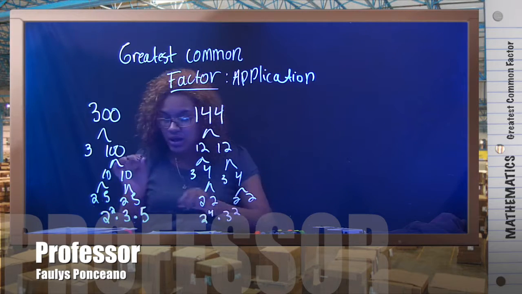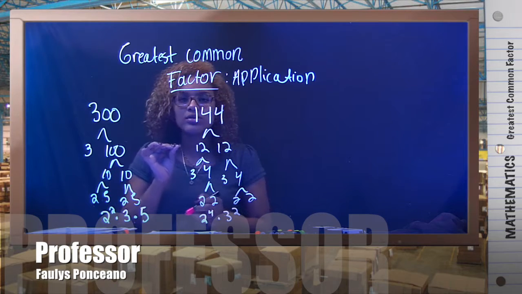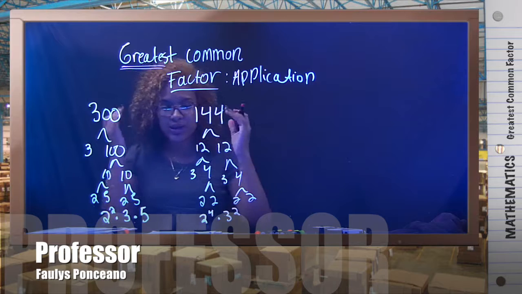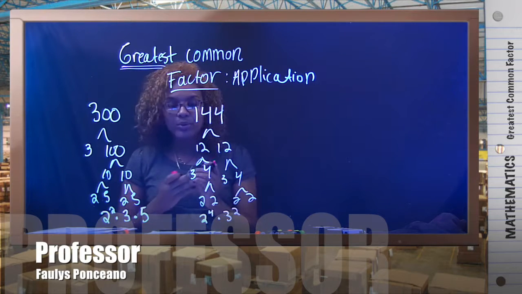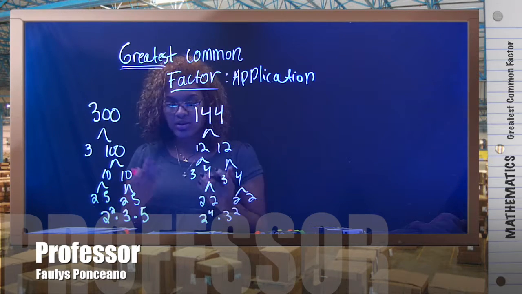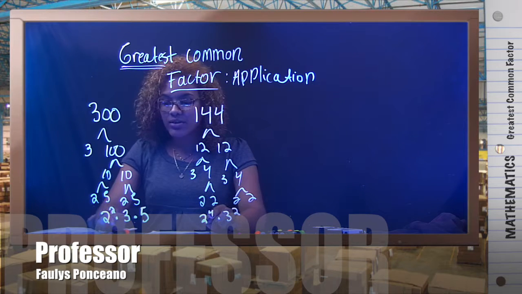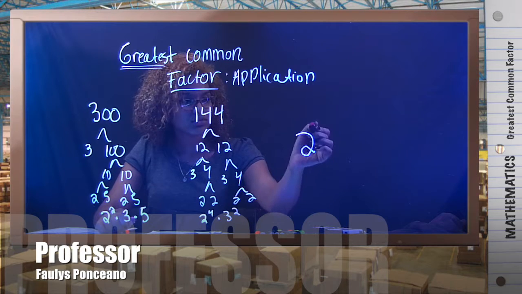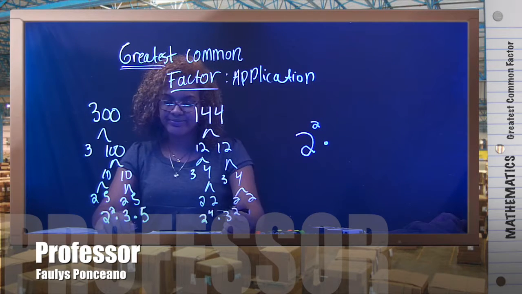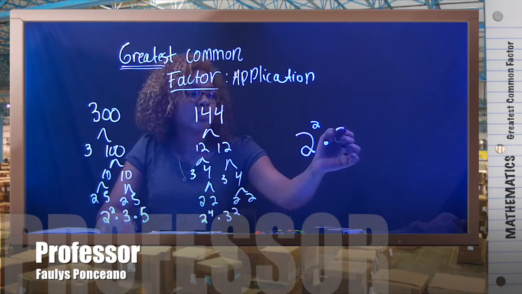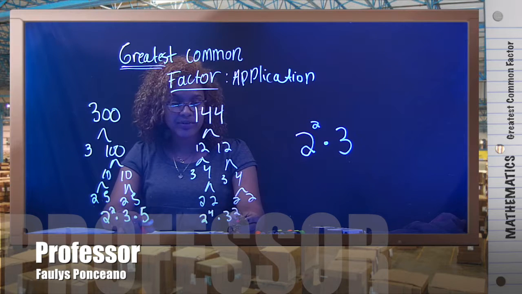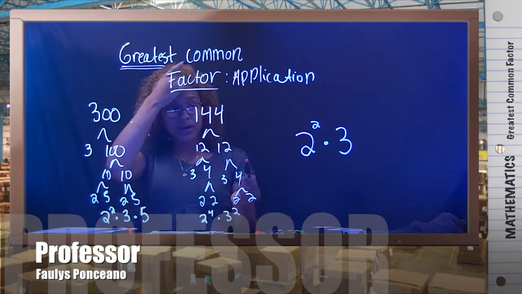Now, we are looking for the smallest number they have in common. I know it says greatest common factor, which makes you think you want to pick the largest, but no, you're looking for the smallest. So let's start with 2. On this side, you have 2 squared versus 2 to the 4. You pick the smallest, 2 squared, times. Right here, you have 3 and 3 squared. You pick the smallest, so the 3. I have a 5, but I don't have a 5 on the other side, so I do not pick a 5, right?